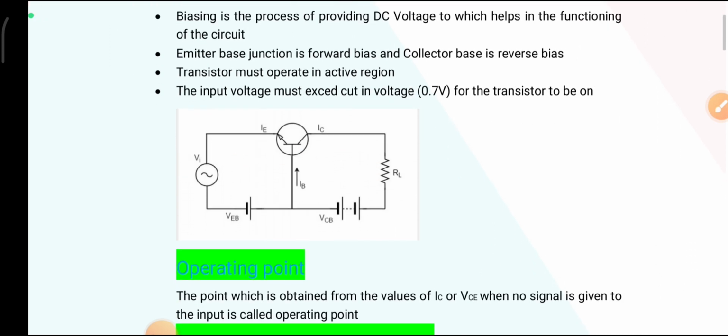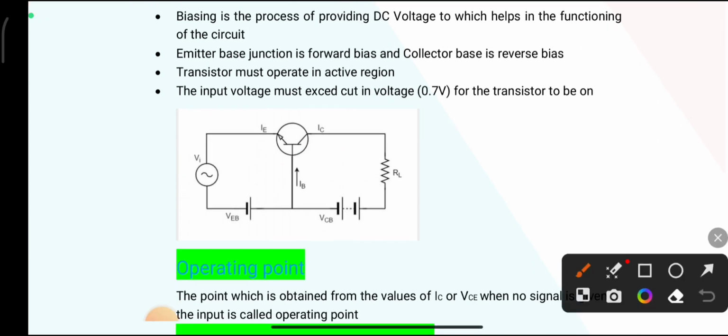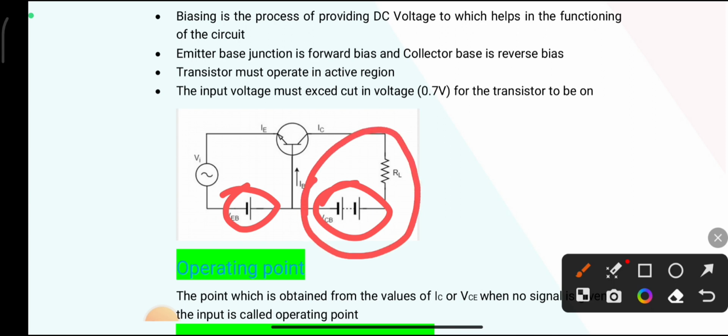Here there is a circuit. You can see the circuit here. We use two batteries or DC supplies. This battery is in reverse bias and this battery is in forward bias.